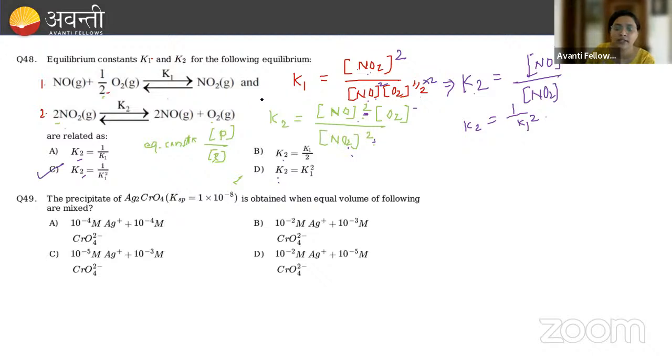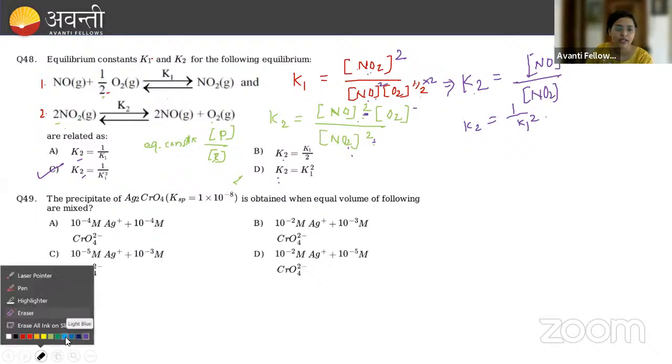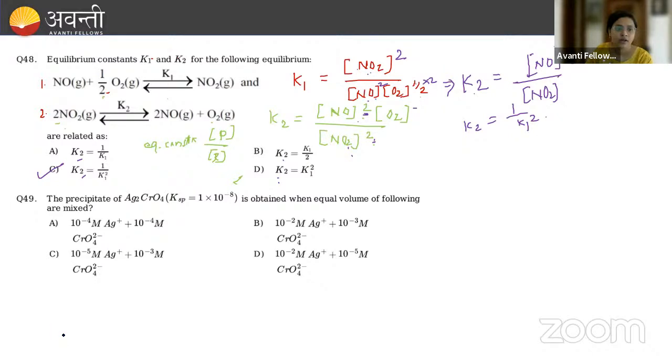Any doubt? Are you understanding this? Very simple calculations. Right? Next reaction. So in this next problem, what is given to us is that we need to find out when a precipitate of Ag2CrO4 is obtained when equal volumes of the following are mixed. So when will the precipitate be obtained? When the ionic product is greater than the solubility product, then and only then will we get the precipitate.